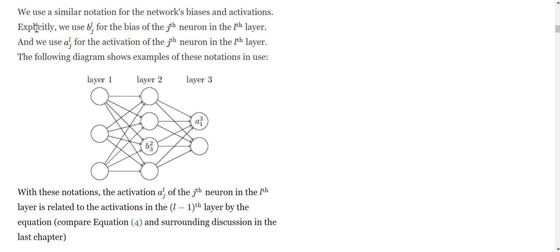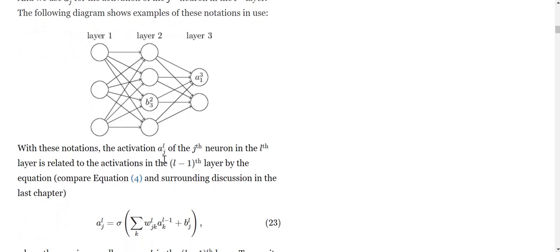So here's the reasoning. We use a similar notation for the network's biases and activations. Explicitly, we use b_j^l for the bias of the jth neuron in the lth layer and a_j^l for the activation of the jth neuron in the lth layer. So the layer is always indicated by the superscript. The following diagram shows an example. So this is the bias for the third neuron in the second layer, and this is the activation for the first neuron in the third layer.